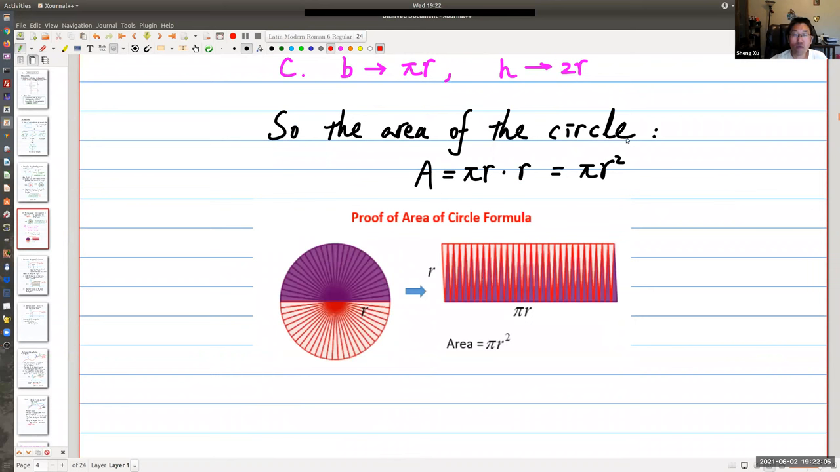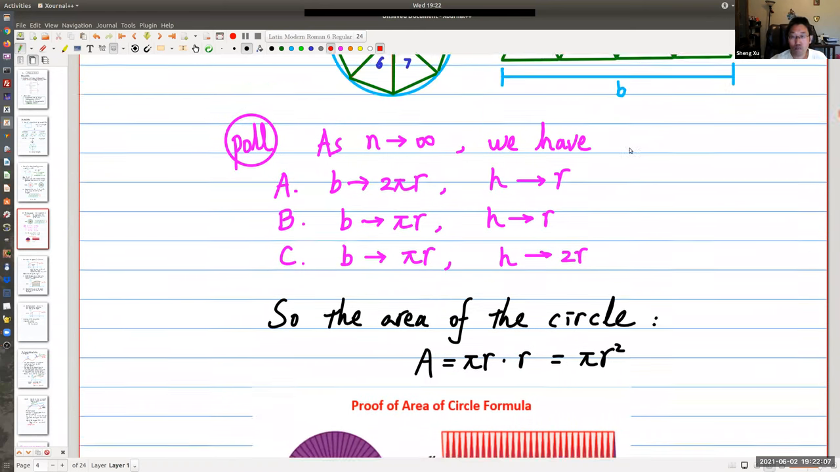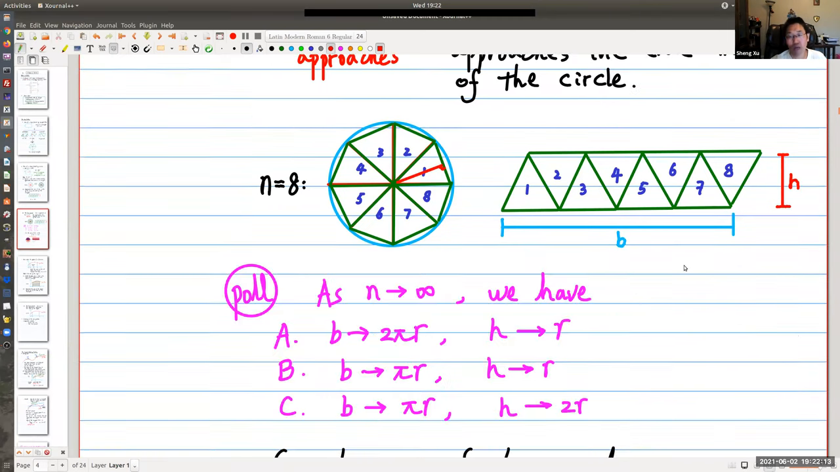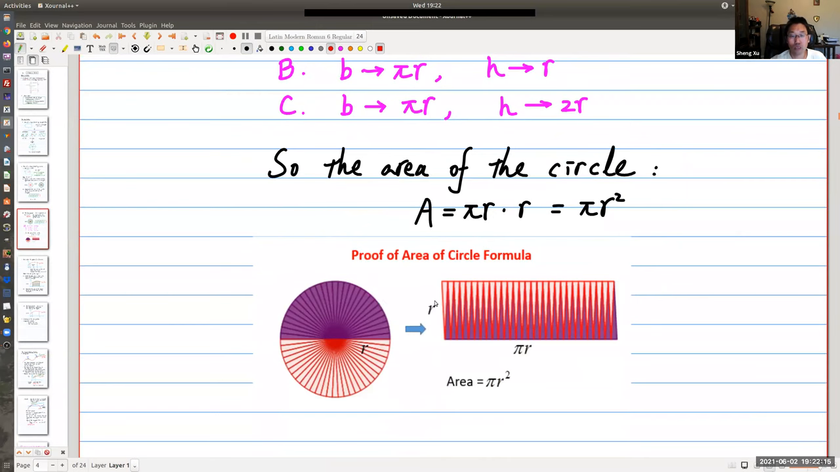So what's the area of the circle now? It is b times h. As n approaches infinity, b is pi r, h is r, so the area is pi r squared. See, that's the proof of the area of a circle formula. So in this example, we saw a very important idea in calculus, the limit process, okay?